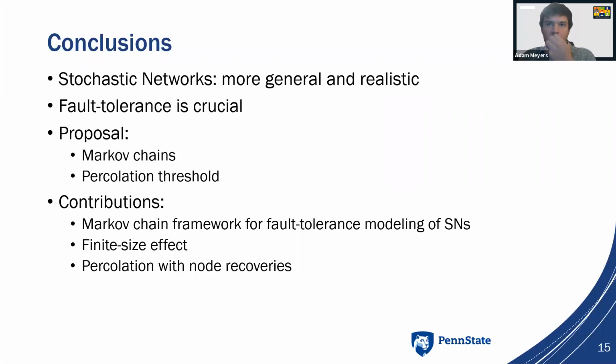So just to conclude, stochastic networks are more general. We're not just considering static networks. They're more realistic, as I've pointed out many times. Fault tolerance is crucial. That's what we're studying in this presentation. And I've proposed Markov chains to model node failures and recoveries, the dynamical behavior of the nodes. It also allows us to compute resilience measures. We've used the percolation threshold as our general criterion for network failure. And our contributions: we've proposed this framework, we've considered the finite size effect, and we're one of the few papers who considers percolation with node recoveries. Most percolation has been done on static networks.